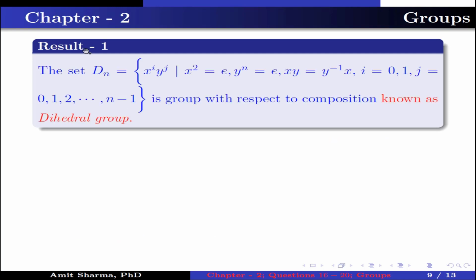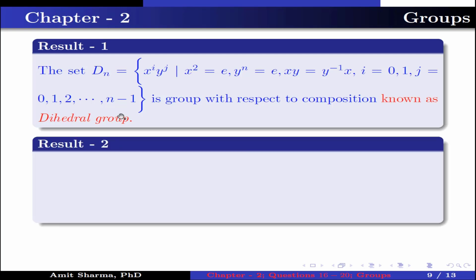Result number 1. The set Dn containing the elements x to the power i, y to the power j such that x square equal to identity, y to the power n equal to identity, xy equal to y inverse x, i varies from 0 to 1 and j varies from 0, 1 up to n minus 1, is a group with respect to composition known as the dihedral group.